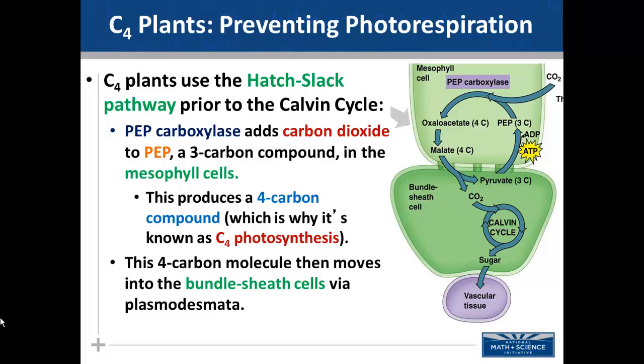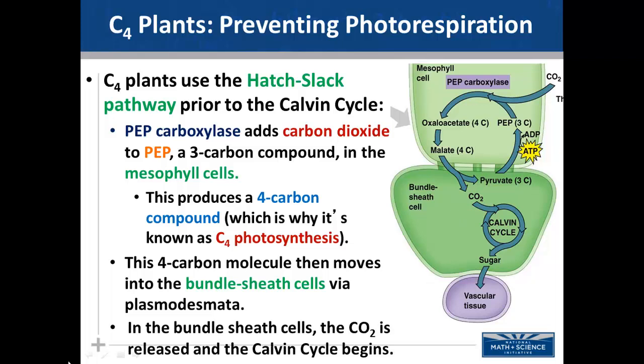And so once it gets into the bundle sheath cells, you can see that right here. Here's oxaloacetate, then converted to malate, and it's moved into the bundle sheath cells. In the bundle sheath cells, the carbon dioxide is released, as you see right here, and the Calvin cycle happens. And there we get our sugar as per normal, our G3P.